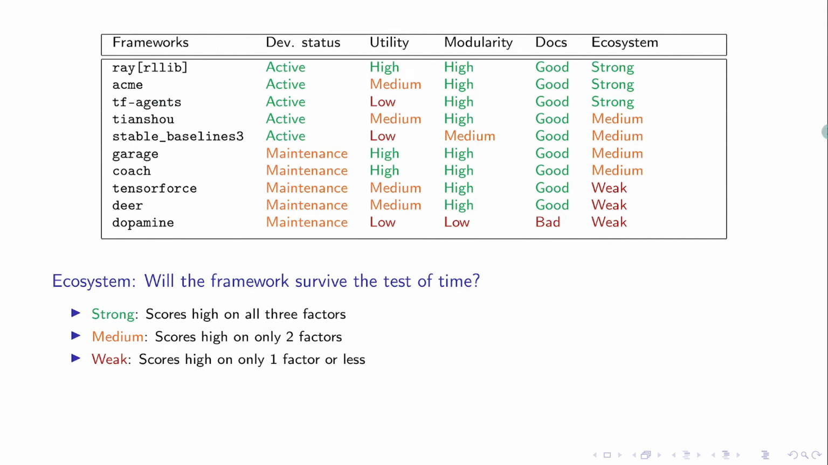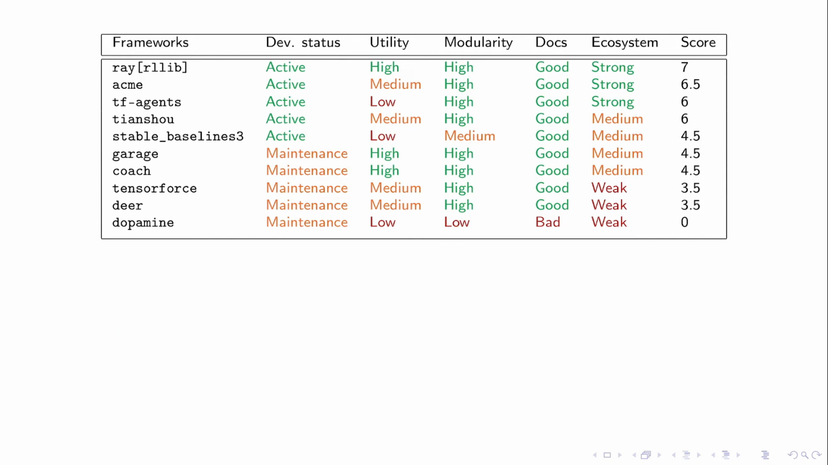I applied a weighted scoring system based on these findings. I'm not going to discuss the scoring system in detail here, but I might leave a link for you in the lecture notes. The upshot is that Ray Rllib won, scoring 0.5 points ahead of the second best framework, Acme, and it seems like Ray Rllib, Acme, TF Agents, and Tianshou form the upper echelon among these 10 deep reinforcement learning frameworks. So it seems that at this time, Ray Rllib is the framework to learn.